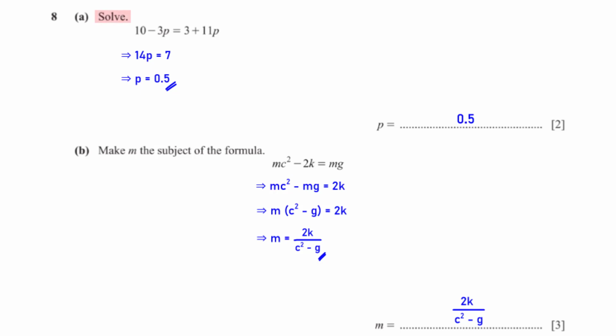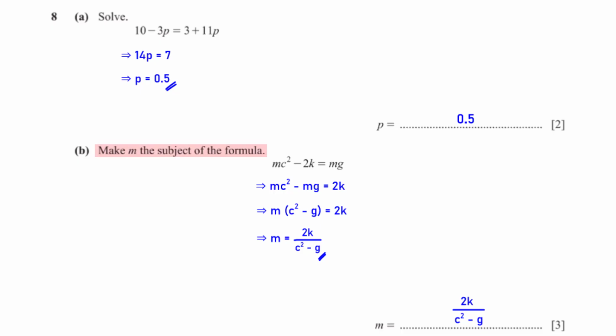Solve 10 minus 3p equals 3 plus 11p. When we group like terms, we get 14p equals 7. And when we divide both sides by 14, we get p equals 0.5.